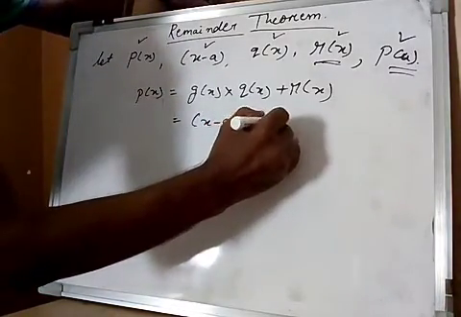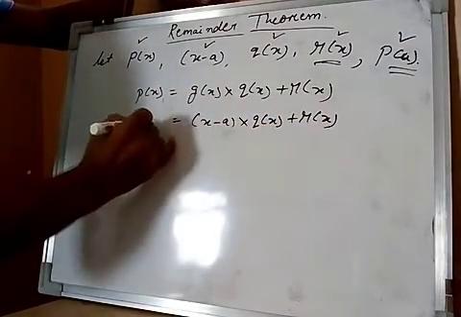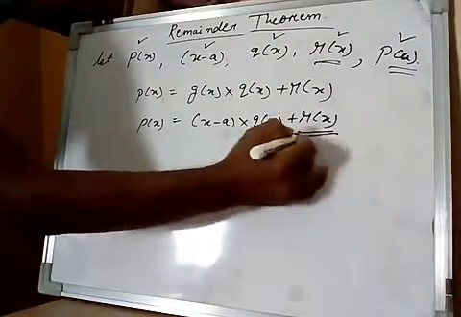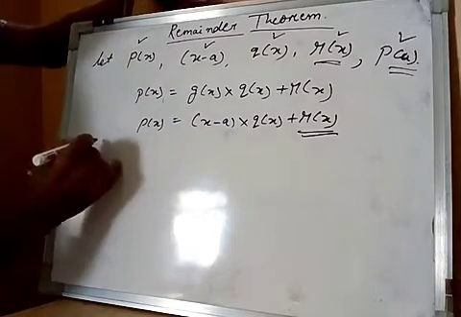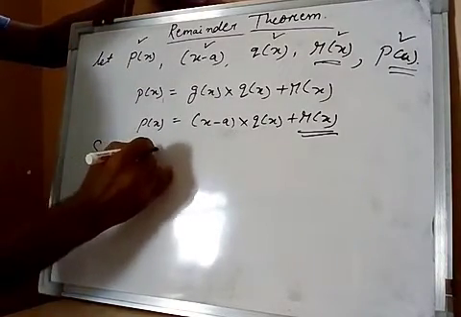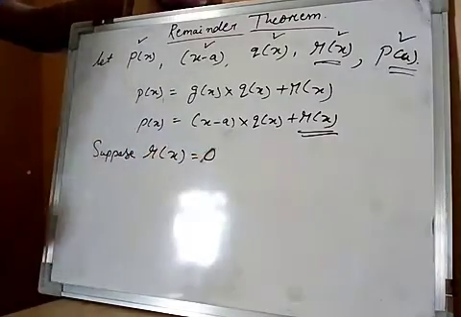So here we have qx plus r into rx. Here we have two things. Sometimes the remainder becomes 0, sometimes the remainder becomes rx only. Suppose the remainder is 0. Here there is no remainder.